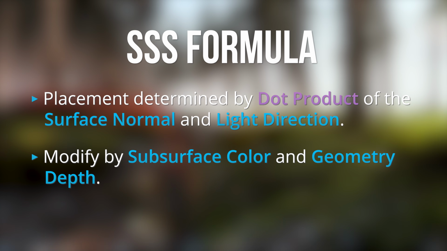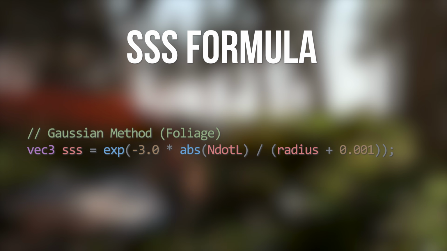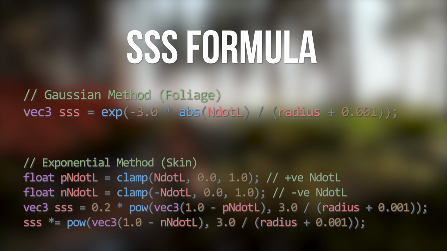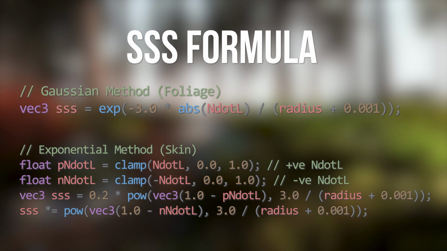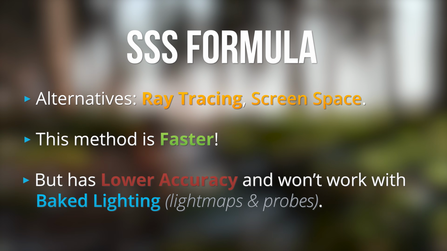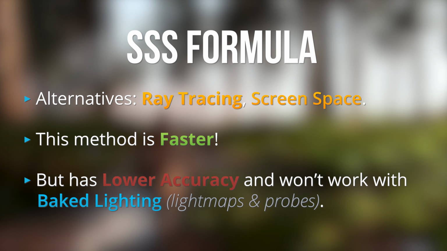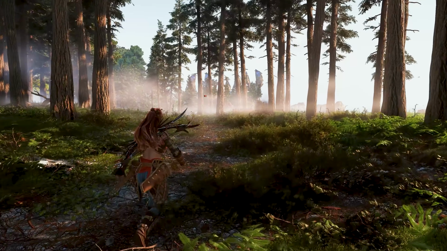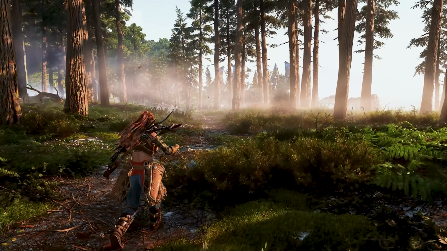The actual math behind real-time subsurface scattering isn't that complicated. It essentially boils down to a simple Gaussian function for vegetation or an exponential function when rendering skin. There are other models out there, but these provide a solid balance between graphical fidelity and performance. However, calculating the inputs of these functions is where we need to dive down the rabbit hole.